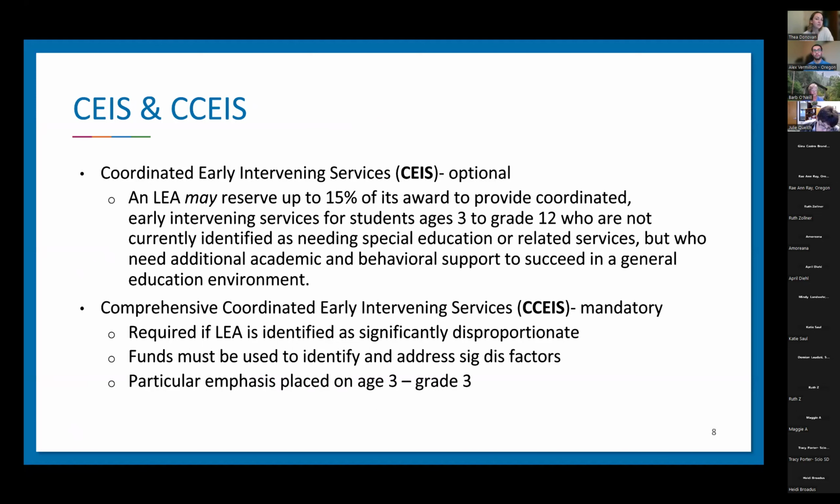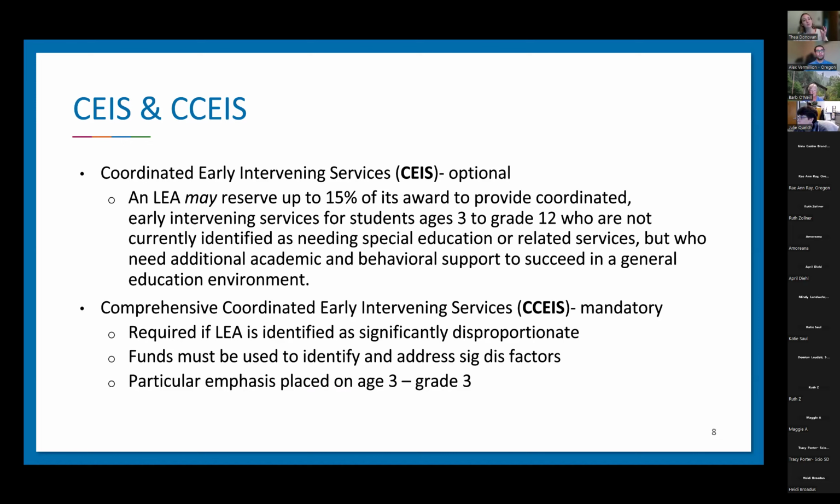Another part of 611 and 619 funds is coordinated early intervening services. We're going to hold another training that dives into these in more detail, because it can get nuanced. There's CEIS, which is optional, and then CCEIS, Comprehensive Coordinated Early Intervening Services, which is mandatory.